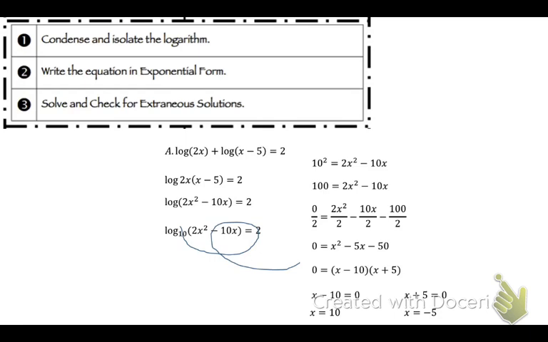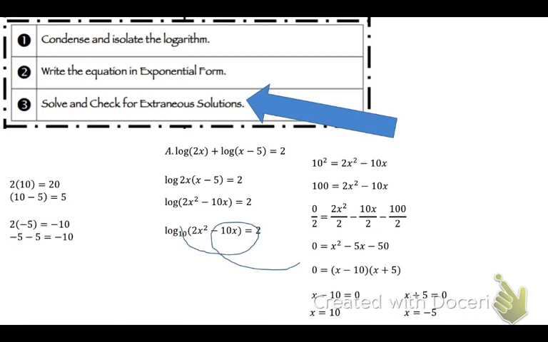Then we need to plug them in, make sure we don't get negatives. So when I plug that in, there's no negative, so we're good. Plug in negative 5, we do get negative 10, which means negative 5 does not work. So 10 is our only solution there.